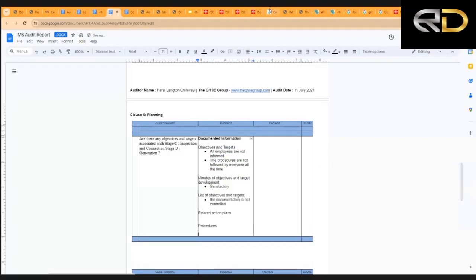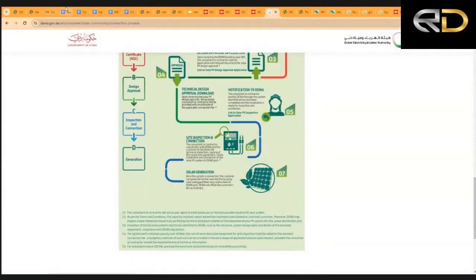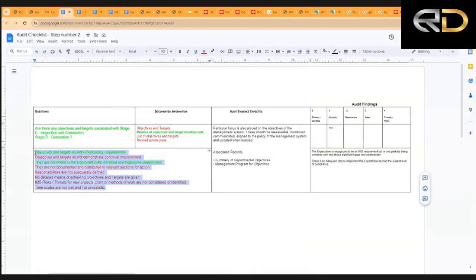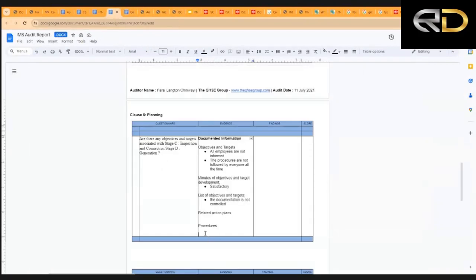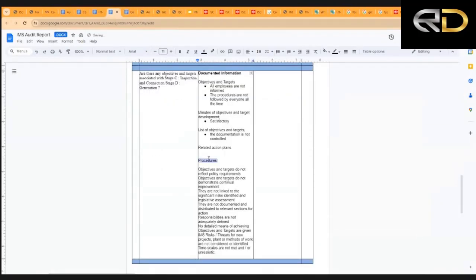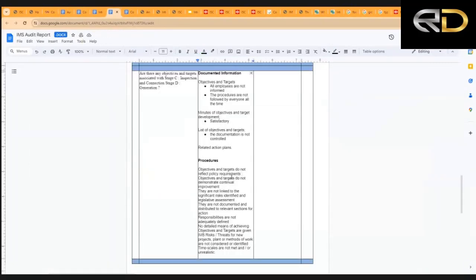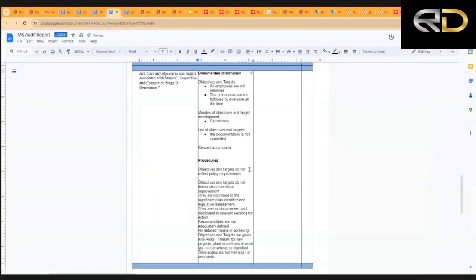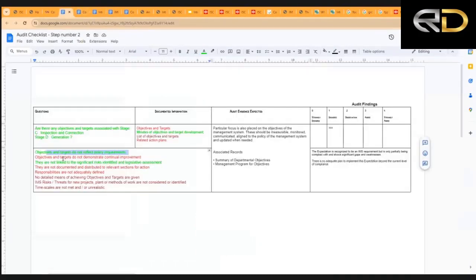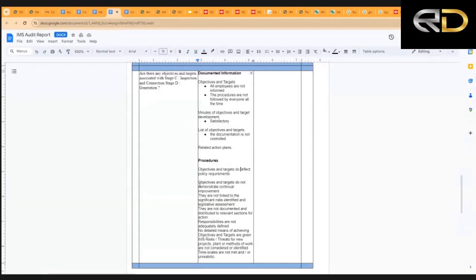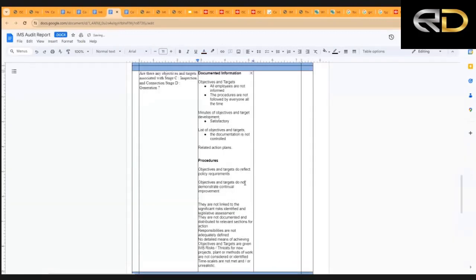When it comes to the procedures, basically what you are doing for step number 6, step number 7, I'm going to take basically these right here, okay? So I'm going to copy them as they are, and then basically these red flags, which came from observations, I'm going to do like this. If it was a green flag, like you can see here, I'm going to turn this statement, and then I'm going to say objectives and targets, do reflect policy requirements. And then if it was a red flag, like the second one, I'm going to leave it like that. You see, the objectives that do not demonstrate continual improvement. And then I keep on going.